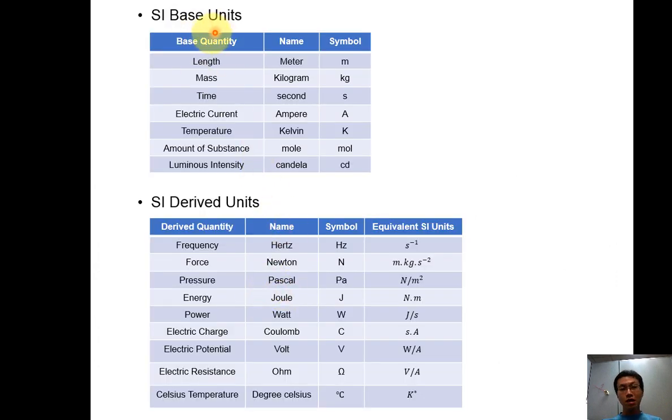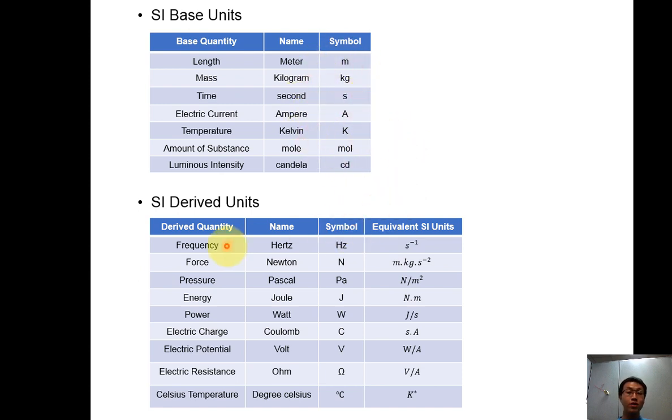The base units we come across from time to time. We have length, the base unit is the meter, symbol m; mass, kilogram, kg; time, we use second, s; electric current, ampere, A; temperature, kelvin, K; amount of substance, mole, or mol; luminous intensity, we use candela, or cd.